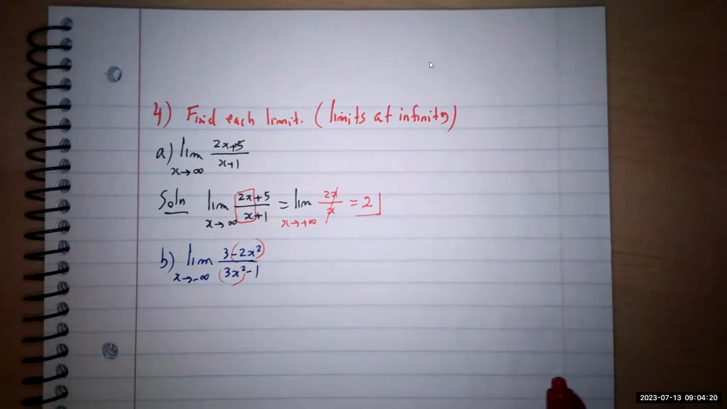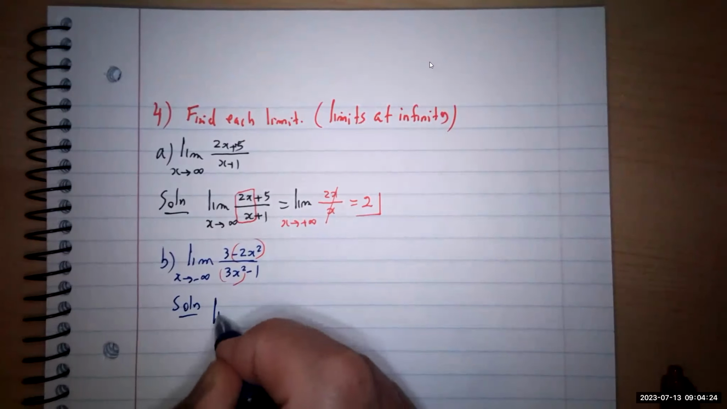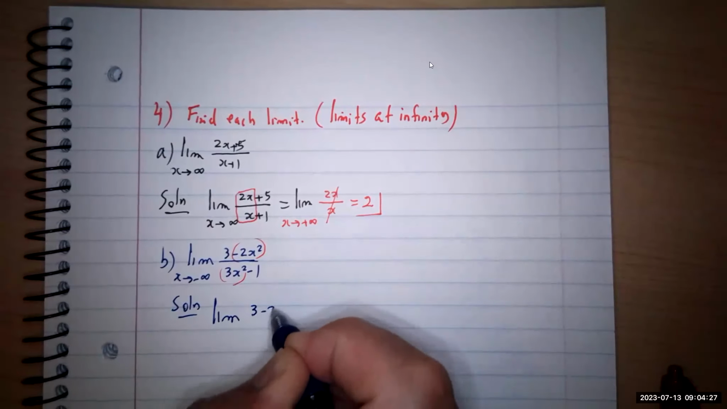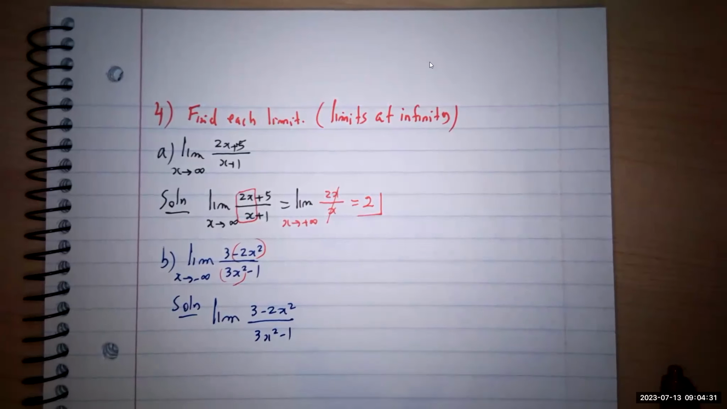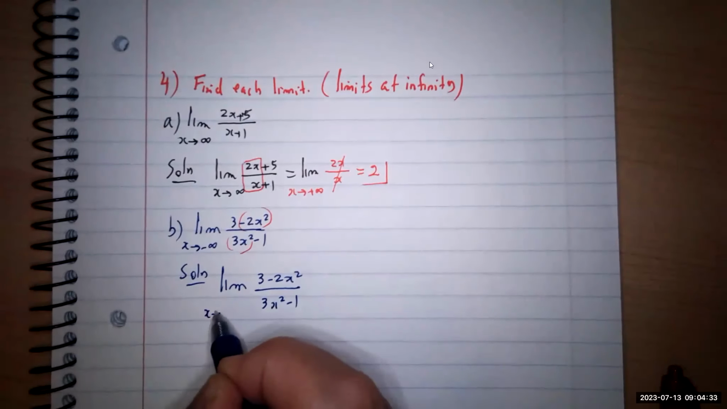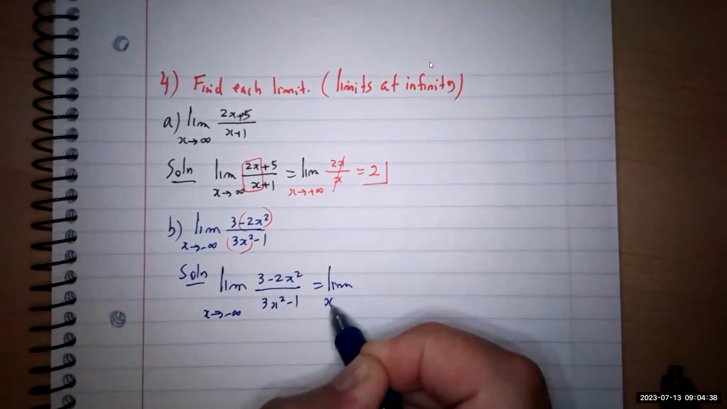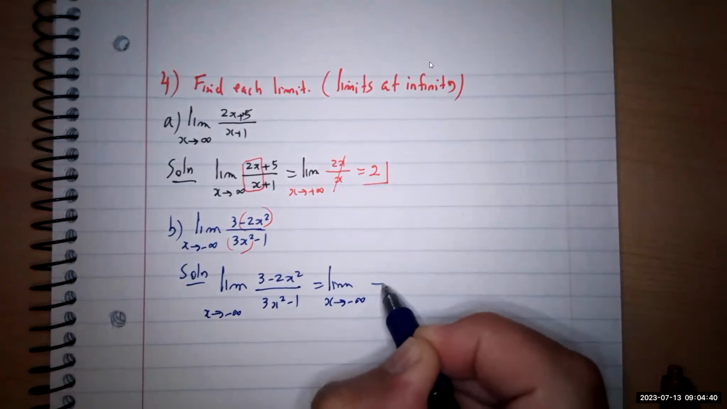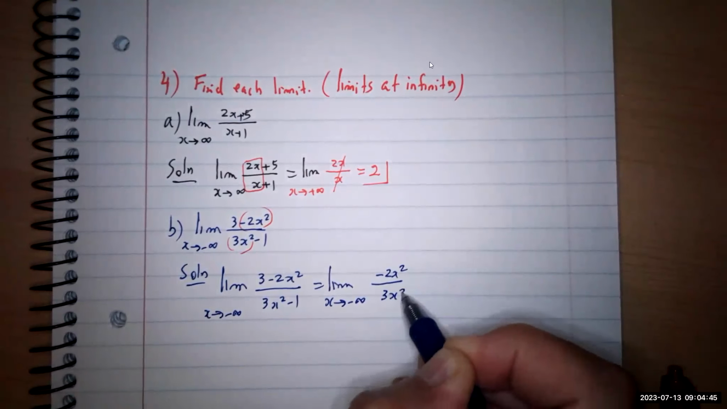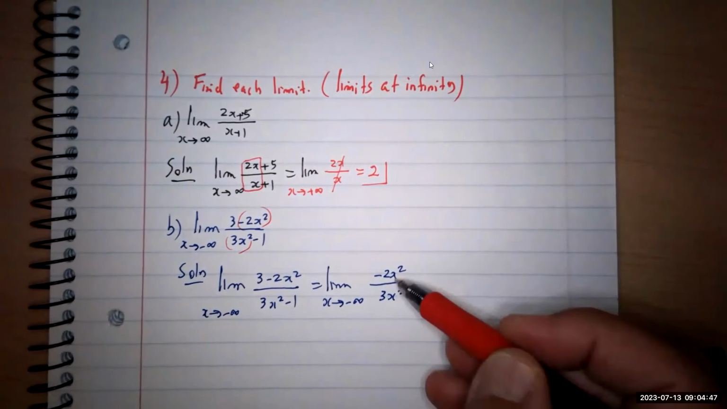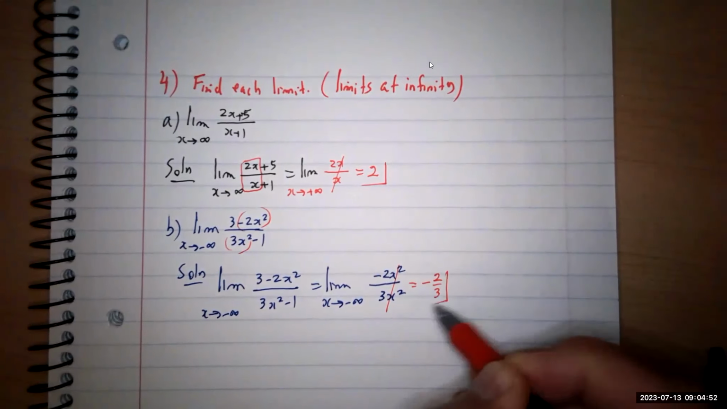So this limit would be equal to, this is the way you write it down. So originally it is 3 minus 2x squared over 3x squared minus 1, x goes to negative infinity. So it's going to be the limit as x goes to negative infinity of the leading term on the top, negative 2x squared, over the bottom, 3x squared. So x squared and x squared would cancel out. You get negative 2/3, the final answer.